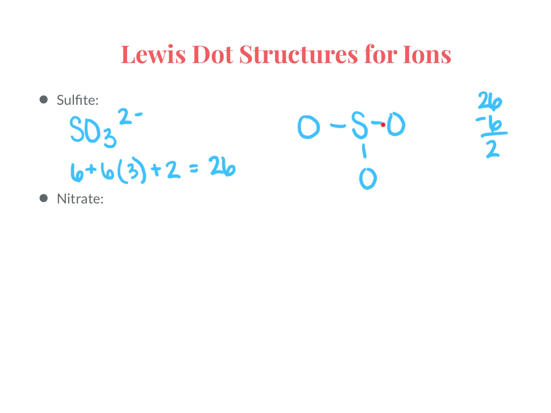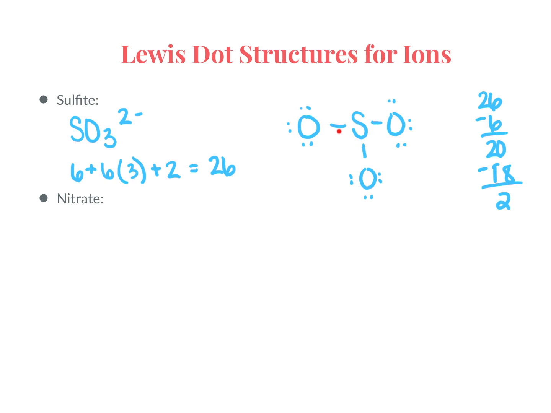So oxygen has how many here? 2. How many total does it want? 8. So how many dots do you have to add? 6. Are all 3 oxygens identical? Yes. So how many dots are all 3 going to get? 6. So I'm going to go through and give all 3 6. So we used 18. How many are left? 2. So now I'm going to check sulfur.